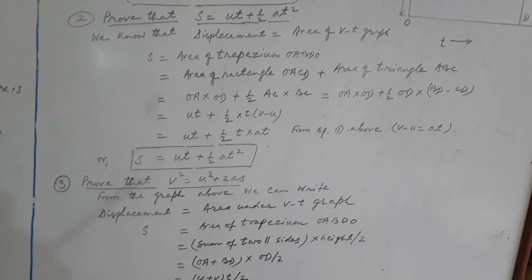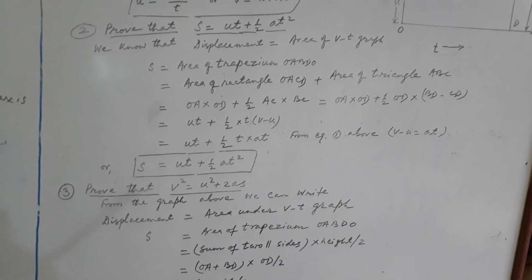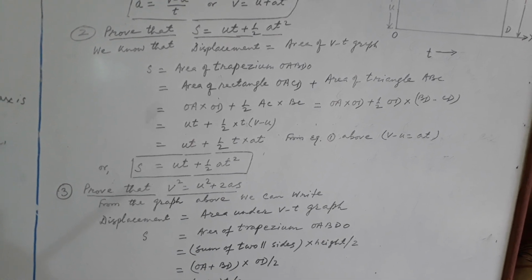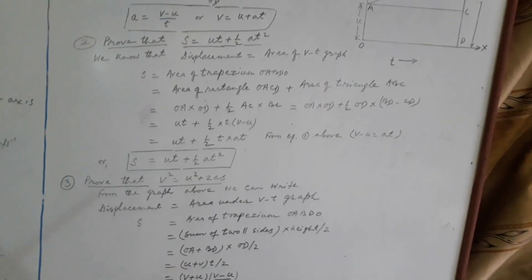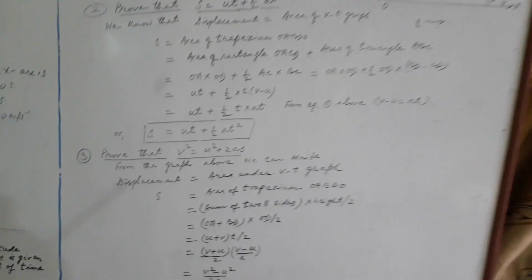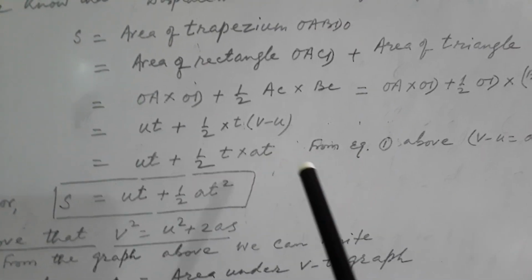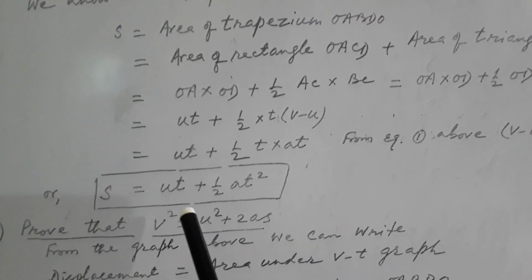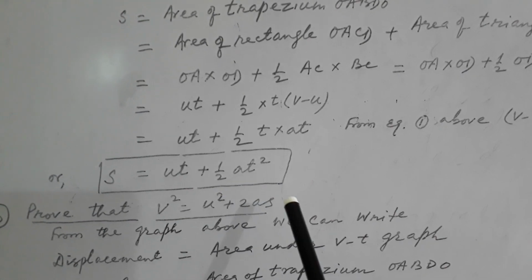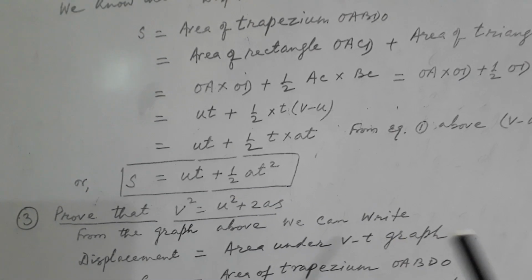From the first equation, v equals u plus at, so v minus u equals at. After replacing and calculating, we get the displacement equals ut plus half at square.